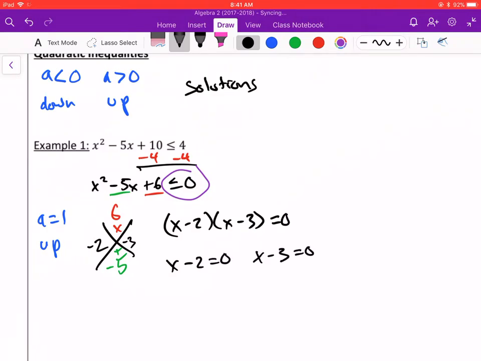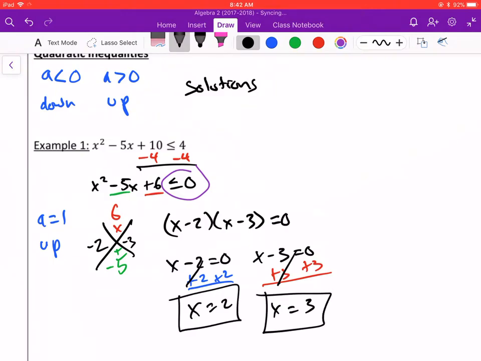All right, and go ahead and solve. So plus 2, looks like we need to add 2 to both sides. It gives us an easy problem here to solve. That gives us x equals 2, and add 3 to both sides here. That gives us x equals 3. So those are your solutions.